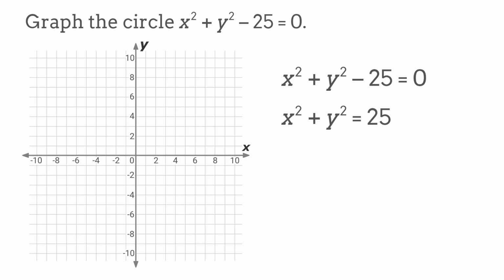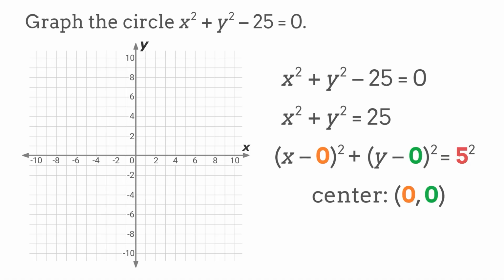We can rewrite x squared as (x minus 0) squared, and same thing for y squared. We can rewrite it as (y minus 0) squared. And 25? Well, that's 5 squared. So the center of our circle is (0, 0), which is the origin, and the radius is the square root of the right-hand side, or 5.